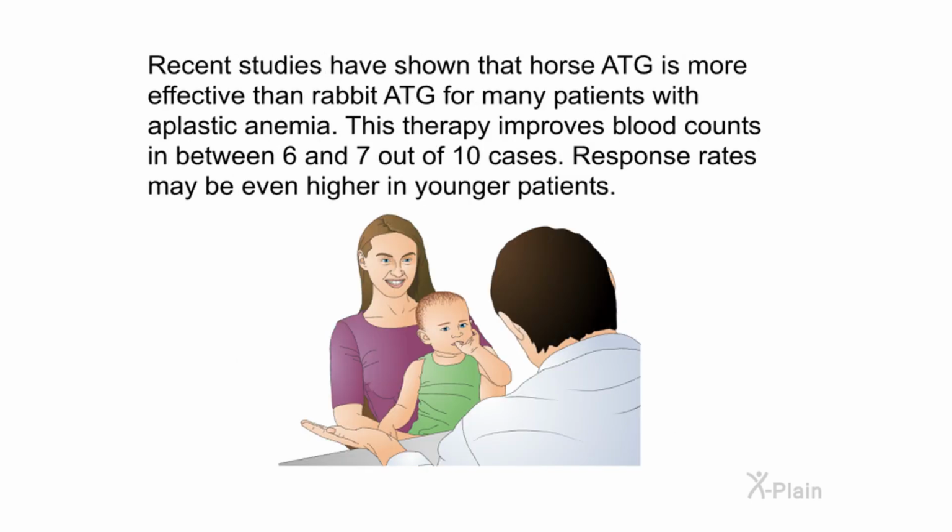Recent studies have shown that horse ATG is more effective than rabbit ATG for many patients with aplastic anemia. This therapy improves blood counts in between 6 and 7 out of 10 cases. Response rates may be even higher in younger patients.